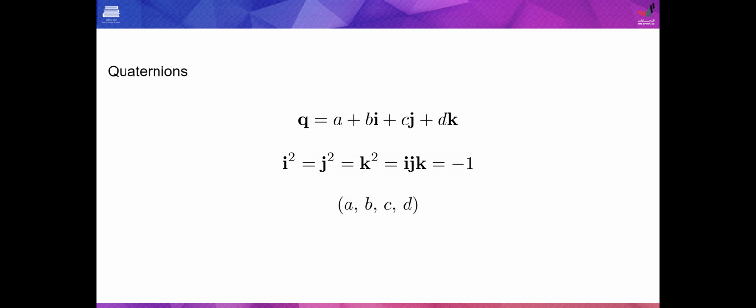Any quaternion can be written as a sum of a scalar value and a vector. So a + bi + cj + dk, where i, j, k point in the x, y, z directions. They also hold this property: i² = j² = k² = -1. So quaternions can be thought of as a 4-tuple made up of 4 numbers.